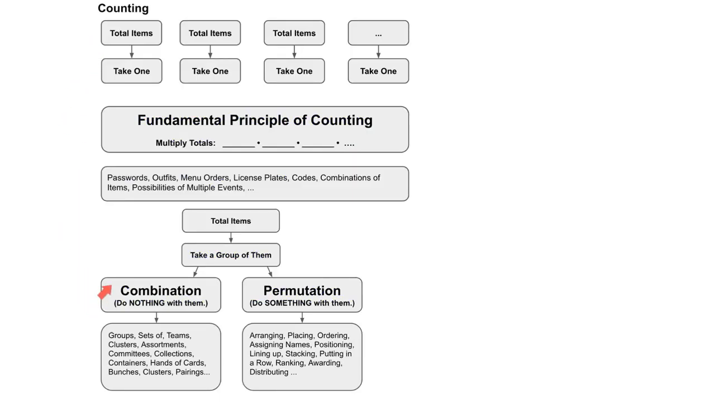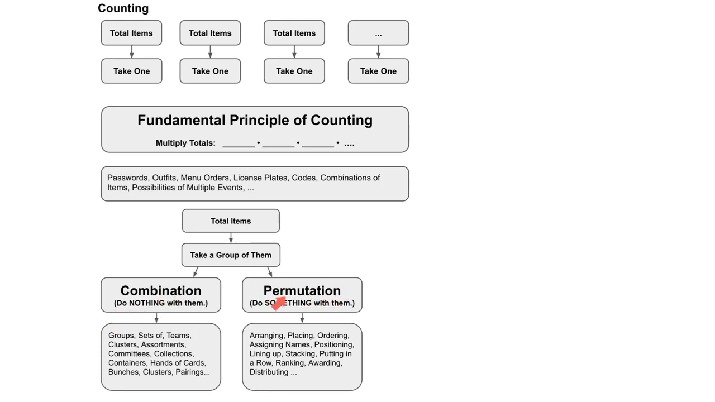With counting, we'll start in this lower section here first. When you're looking at a total number of items and you take something out of the group, sometimes even all of them, and you don't do anything with them, like group them in sets of, make a team, or make a cluster of, or assortment of, or committee of people, as soon as you grab those people or things and don't do anything with them, and that's all they are is just a group, then it's a combination calculation.